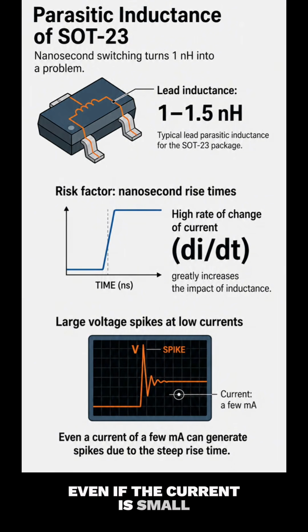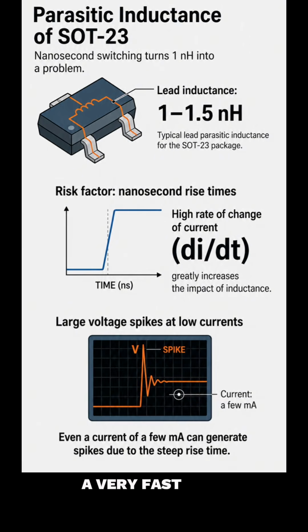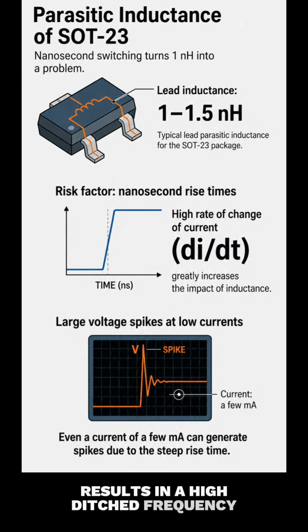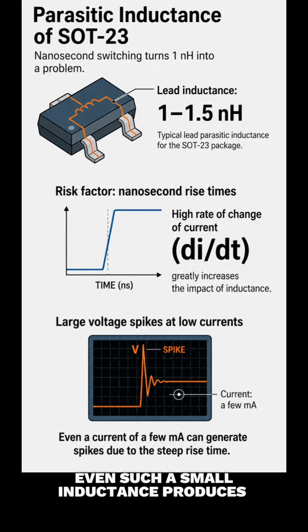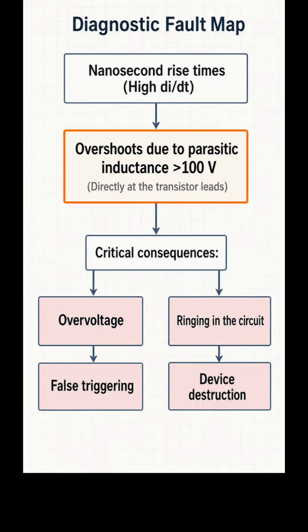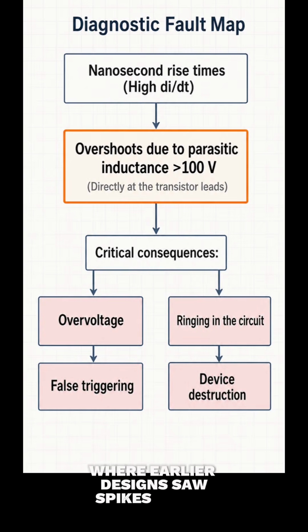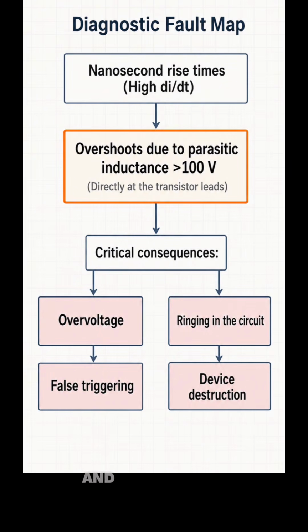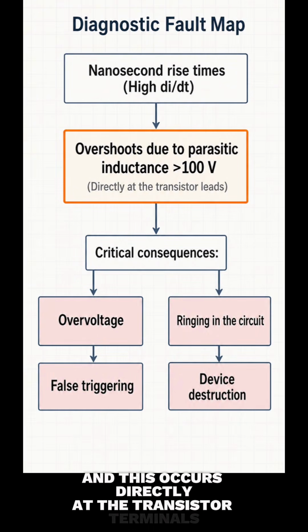Even if the current is small, just a few milliamps, a very fast edge, on the order of a few nanoseconds, results in a high di/dt. Under these conditions, even such a small inductance produces noticeable voltage spikes. Where earlier designs saw spikes on the order of tens of volts, in high-speed circuits it is now easy to exceed 100 V, and this occurs directly at the transistor terminals.